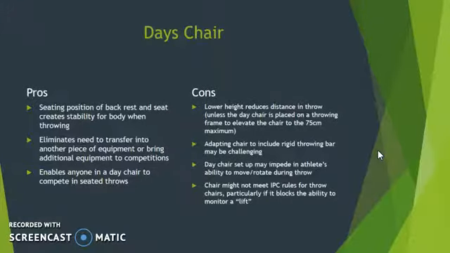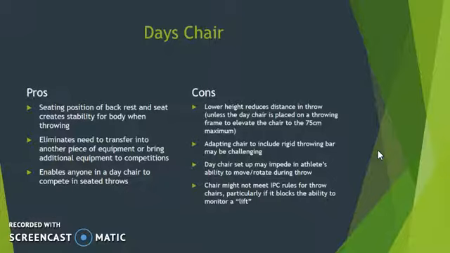So the day chair, just some pros. Starting off, we have a seating position with the backrest. It creates stability for the body when throwing. Also, it's not listed here, but you may be more comfortable in your own chair. It eliminates the need to transfer onto the throws chair, so it saves time, and competitors don't have to bring their own equipment. It enables anybody in their wheelchair to throw and compete in the seated throws.